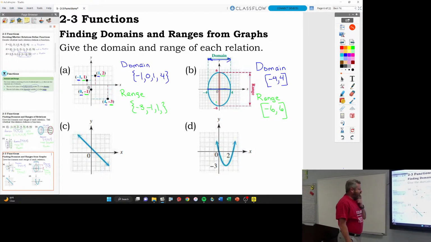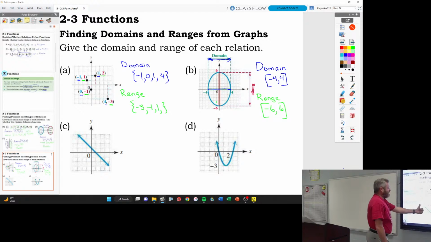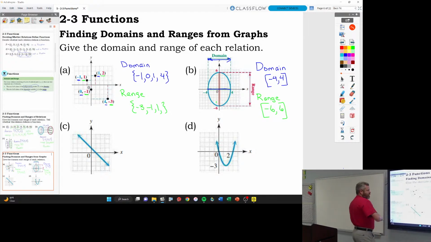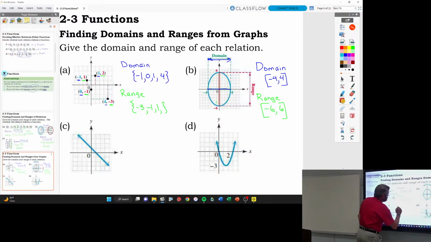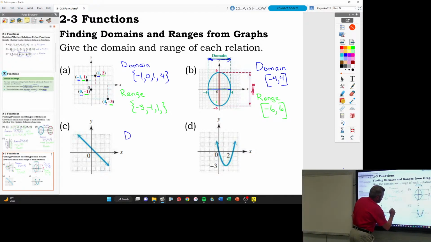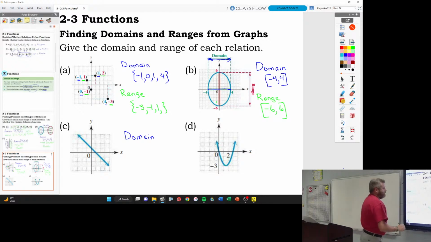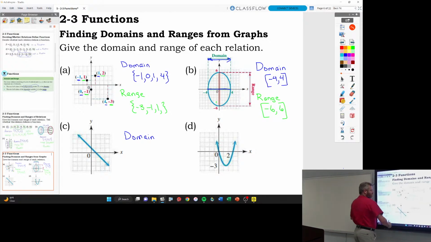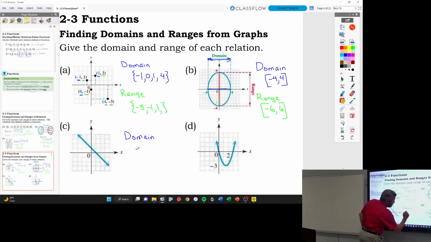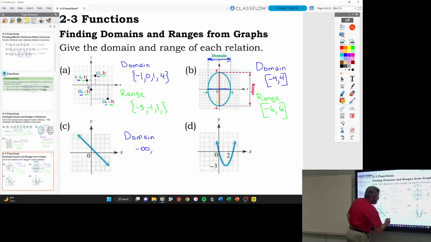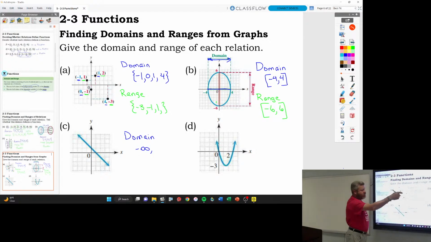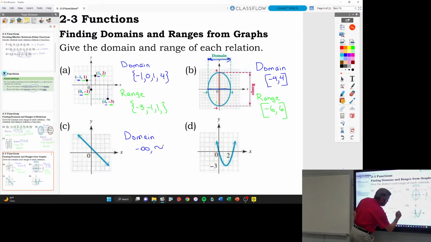So it's always going to the left and the right, which means it goes to the left forever. It goes to the right forever. There is no beginning point. There is no ending point. It is impossible to list every single x value that's on that line. So it goes from how far to the left? The smallest number ever? Well, it goes on to negative infinity. And since it's going to the right forever, it's going to positive infinity.